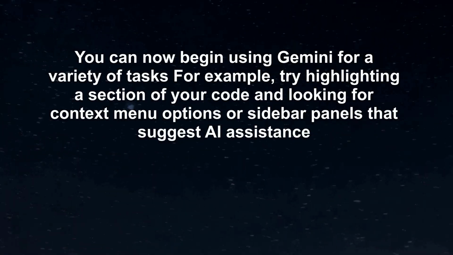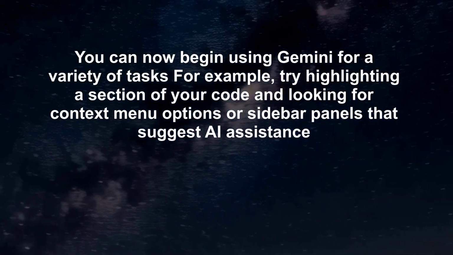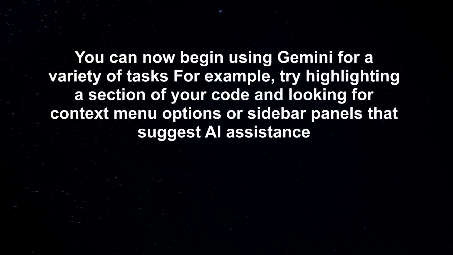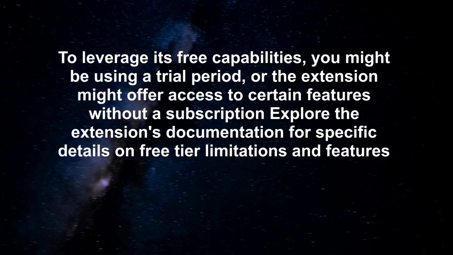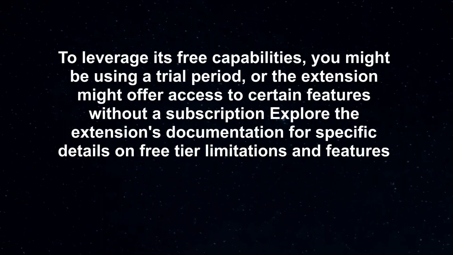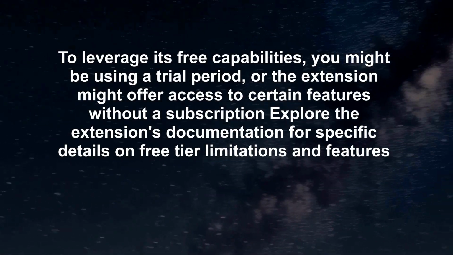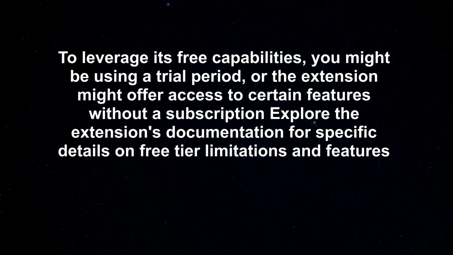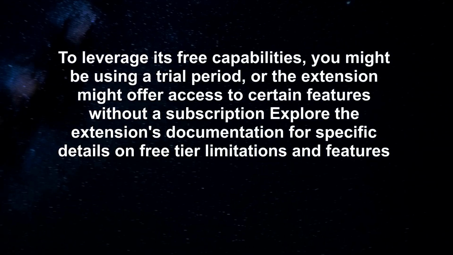You can now begin using Gemini for a variety of tasks. For example, try highlighting a section of your code and looking for context menu options or sidebar panels that suggest AI assistance. To leverage its free capabilities, you might be using a trial period, or the extension might offer access to certain features. Without a subscription, explore the extension's documentation for specific details on free tier limitations and features.